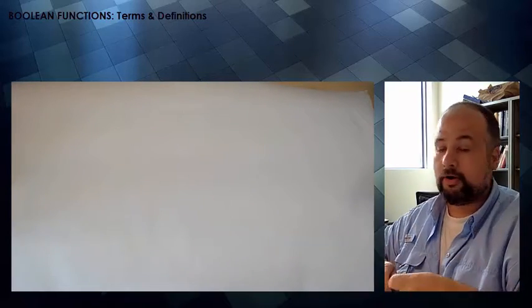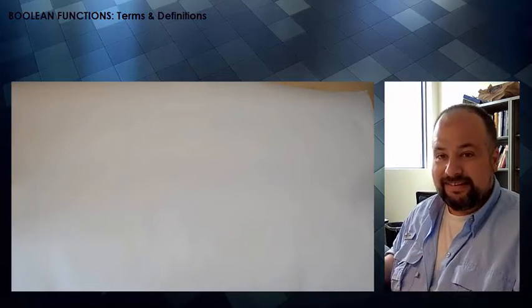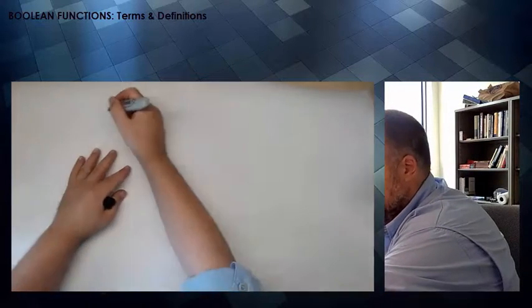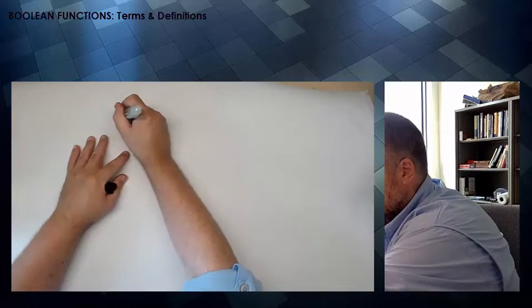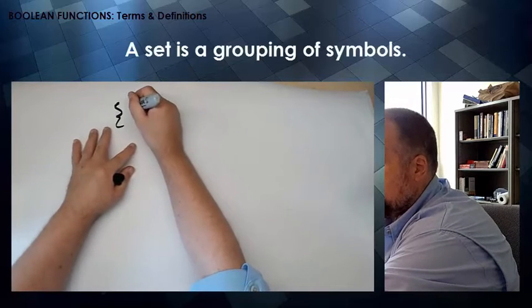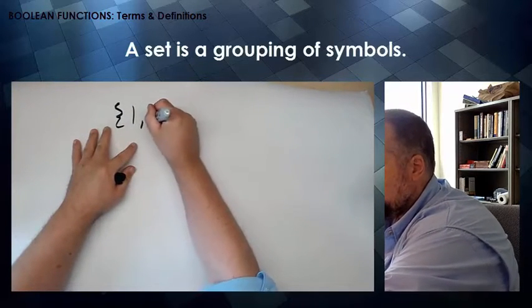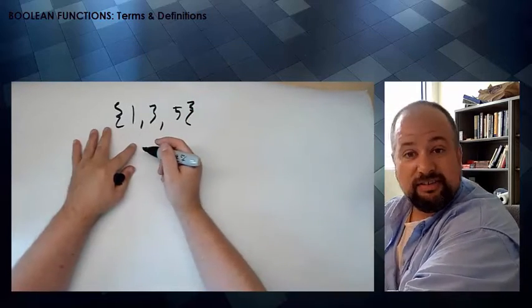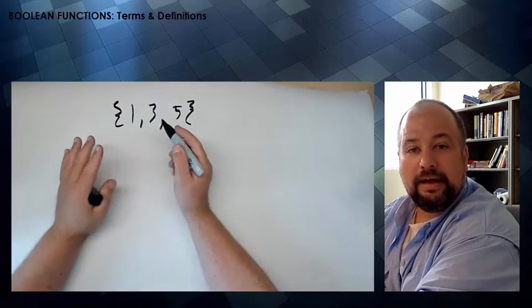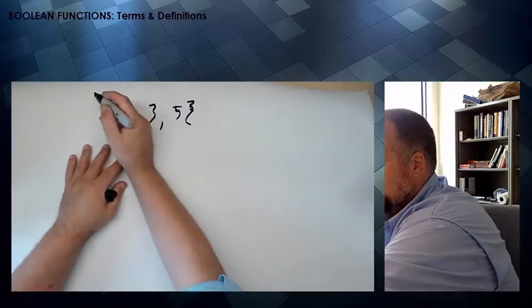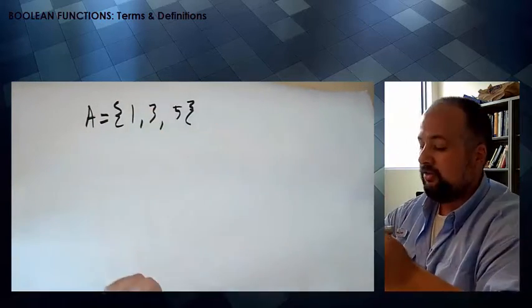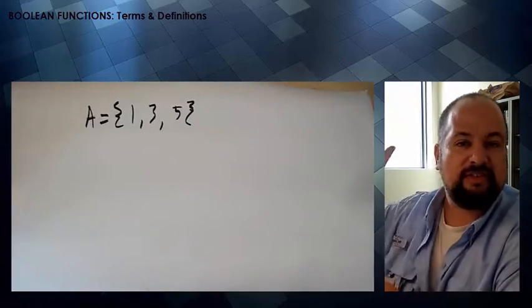Right, got my marker here. So what is a set? Well, a set is, in its most basic sense, just a grouping of symbols, right? So 1, 3, 5. That is a set. We often shorthand a set by using an uppercase letter and just saying A equals this set.